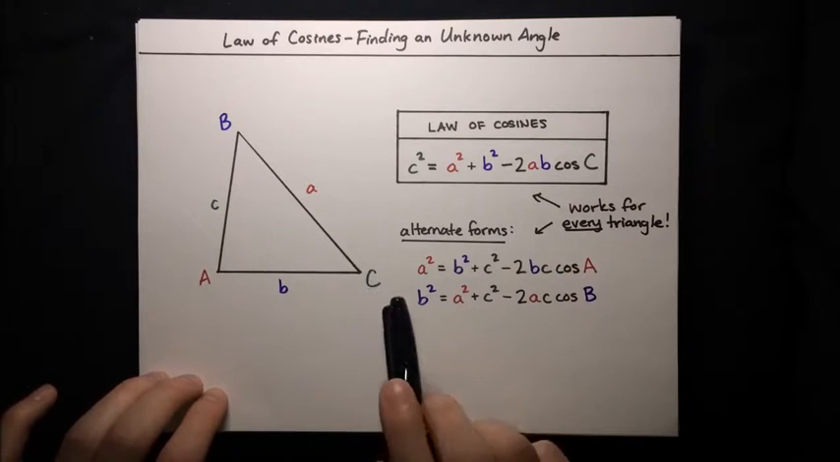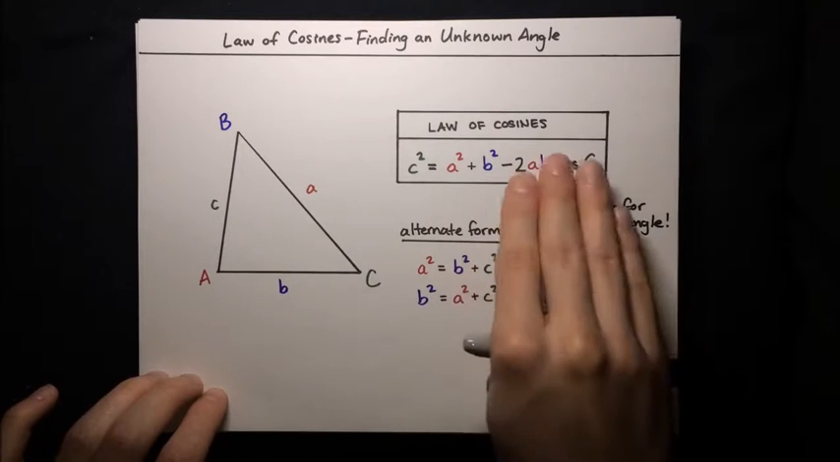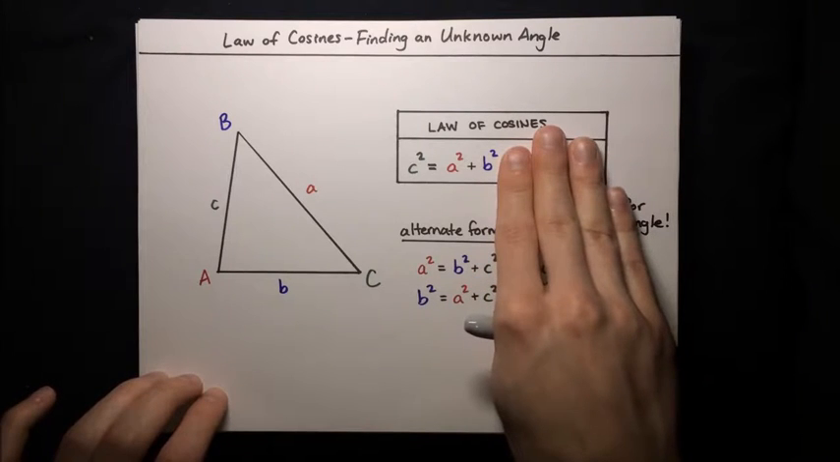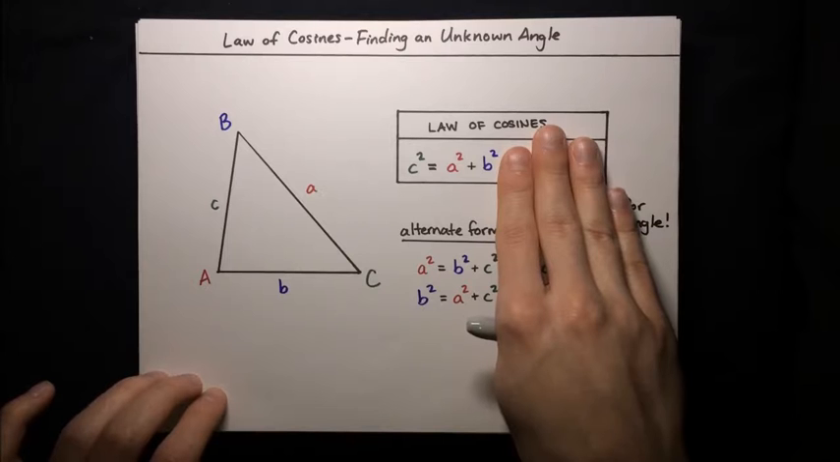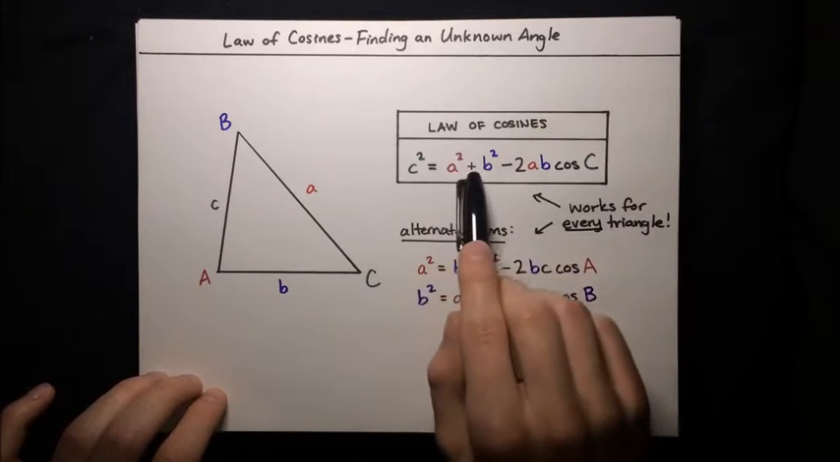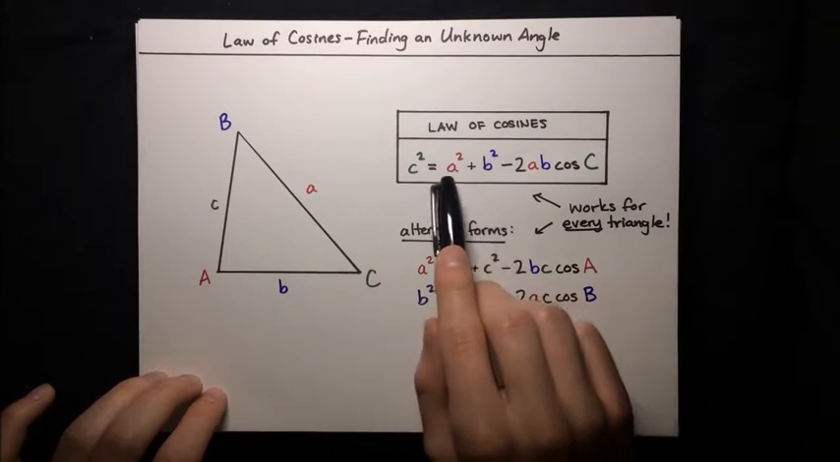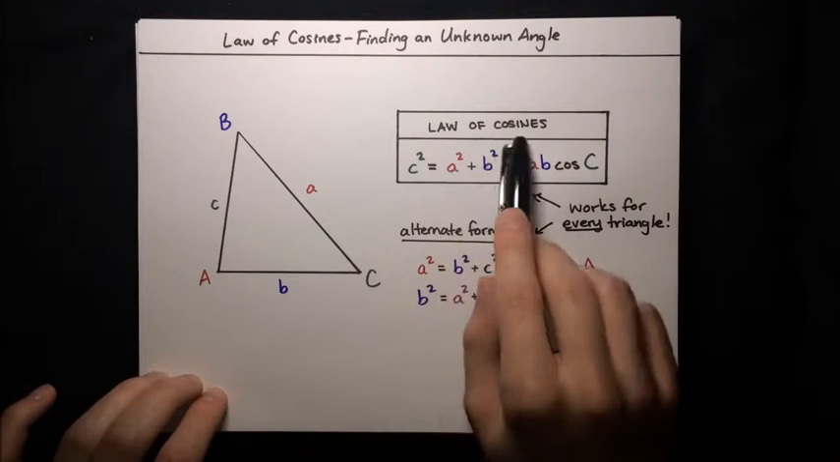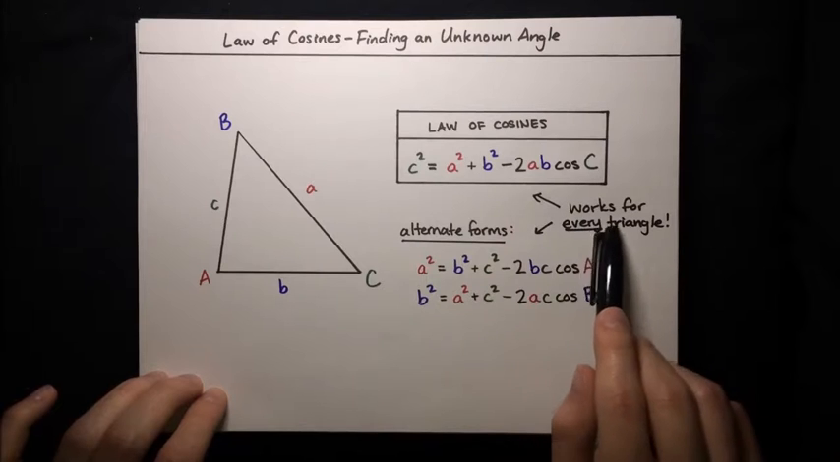And you might notice that if you cover up the minus 2ab cos C part, you just get c squared equals a squared plus b squared, which is just the Pythagorean theorem. So the law of cosines is kind of like an extension of the Pythagorean theorem. Whereas the Pythagorean theorem only works on right triangles, the law of cosines works for every single triangle.